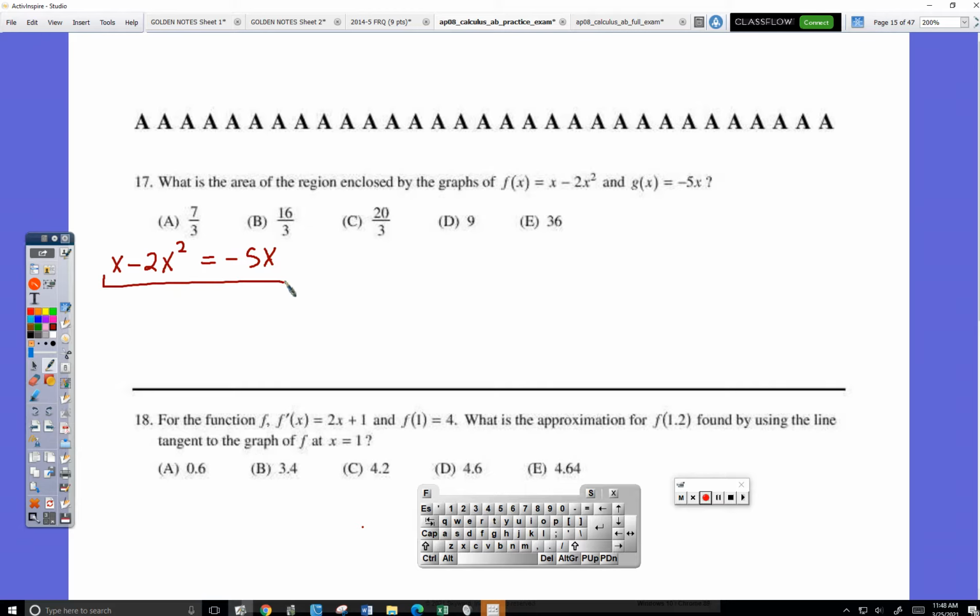Look, you have x's and you have x squareds. Don't try to isolate the x. Group everything together and factor. I'm going to move this stuff over here so I can get positive coefficients. It makes things a little easier.